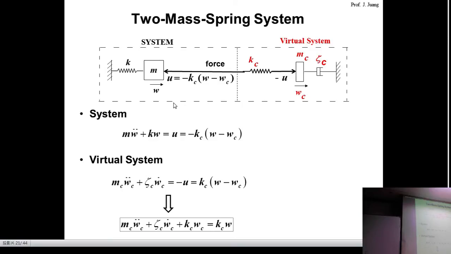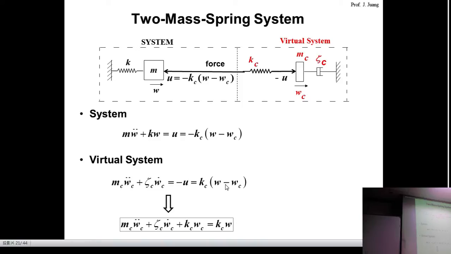Okay. I'm just talking about a concept here. I did not talk about how we choose this zeta C and K C. This zeta C, K C, M C, we call the control parameters, which we need to determine by some methods.